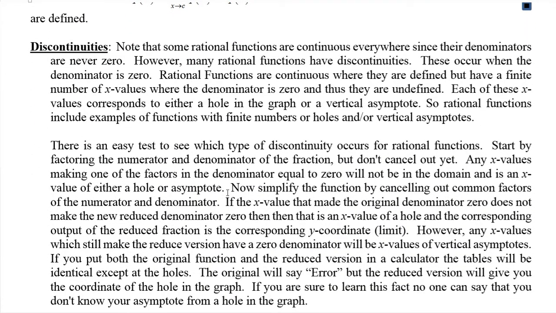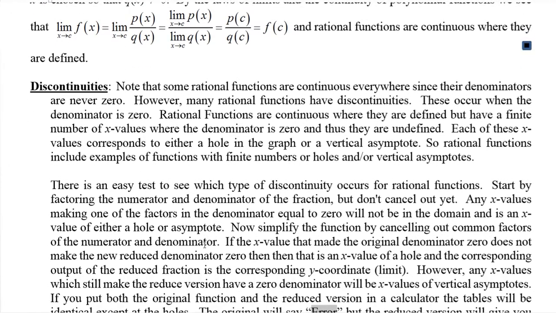What's going to happen is that at the one place, the original function will say error or undefined, and the reduced version will actually have a y value there, and that y value is the y value of the hole. And of course, the x value that goes with that is the place where we have our removable discontinuity, or hole in the graph. But if they're both errors in the reduced and the original, then that's an x-coordinate for a vertical asymptote.